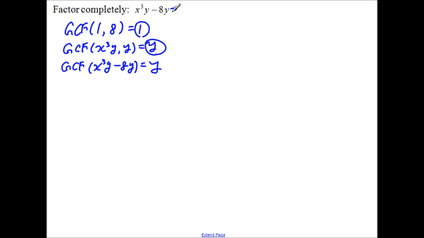So we factor y out. We can write the polynomial as y times something. So what is the second factor? To make the first term x to the third y, we need x to the third, right? And to make the second term, we need negative 8, so that y times negative 8 is negative 8y.